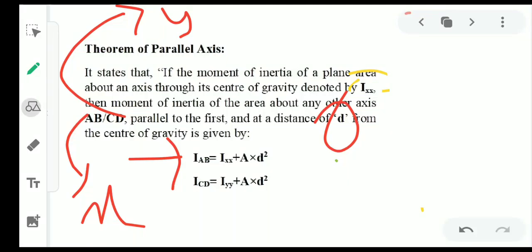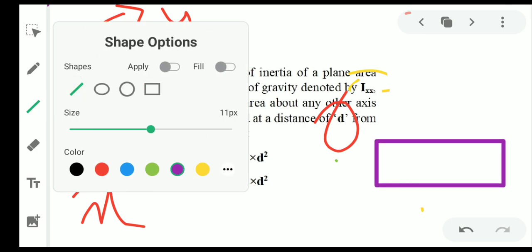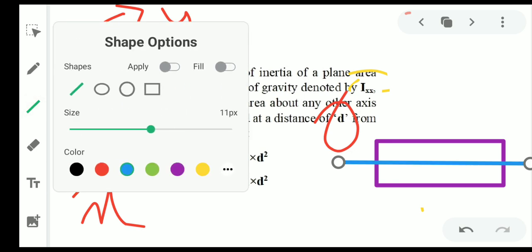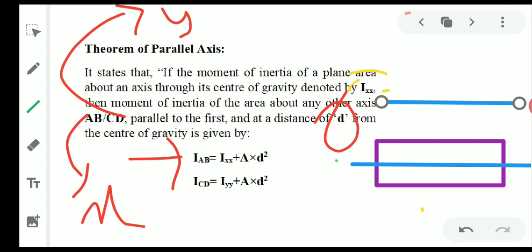Simple. I am drawing here a rectangle. This is a rectangle. You can see this is the centroidal axis of the rectangle in x direction. So suppose the questioner asks to calculate the moment of inertia about this line. This line is denoted by AB. So this is very simple. This is a rectangular section.